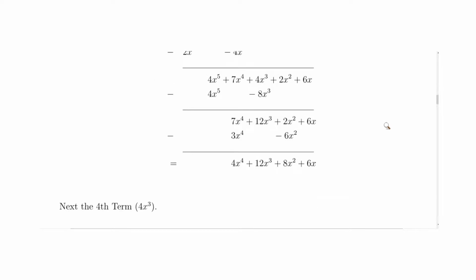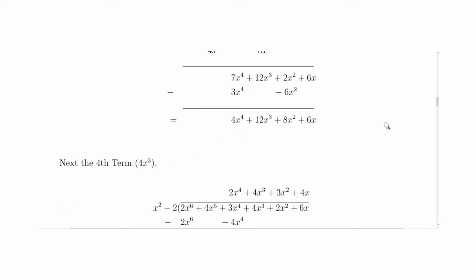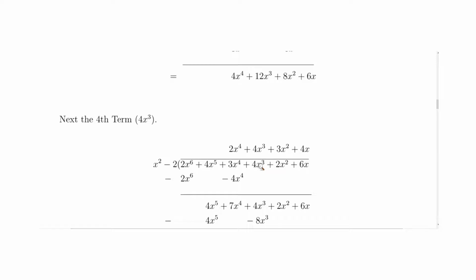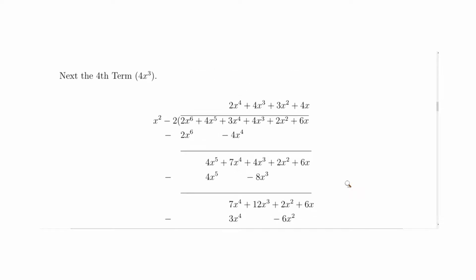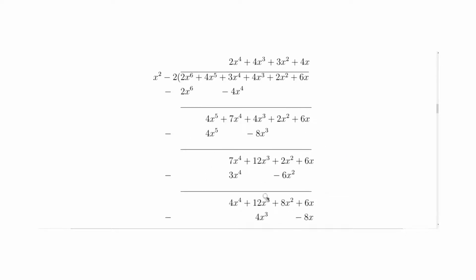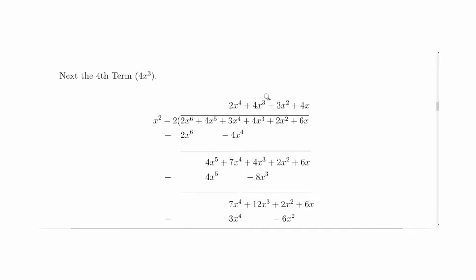Okay, so now we move on to the fourth term, which is 4x cubed. So you see here is 4x cubed. And as I did before, I've put everything in here as we did before. So I've included all this that we've already worked out. So on the bottom, this is our new bit. So here we go. 4x cubed is our fourth term. Divide that by x squared. We then get 4x, which then goes in the quotient.